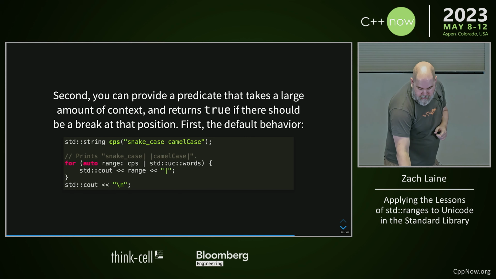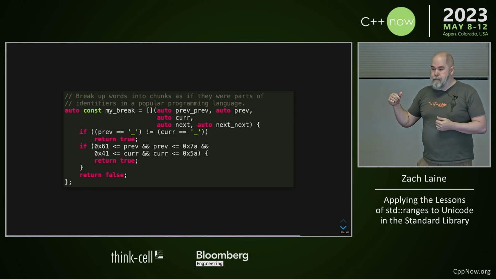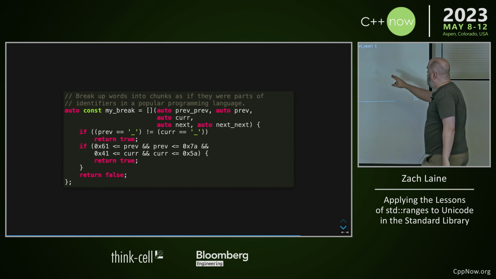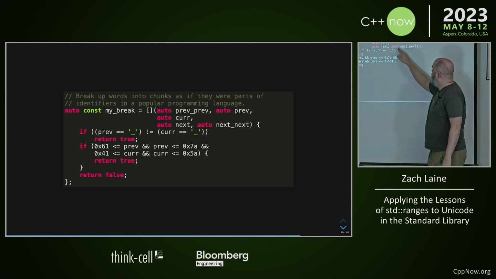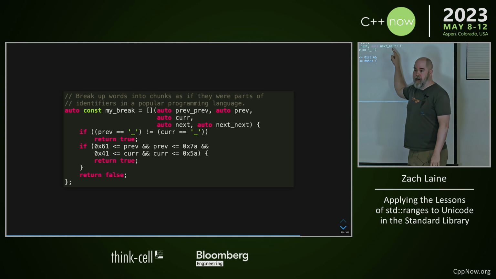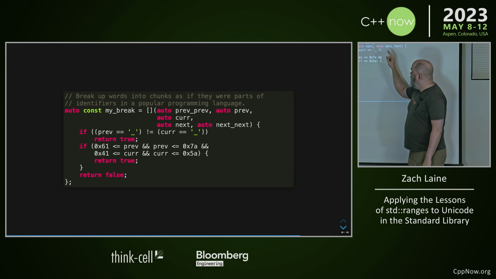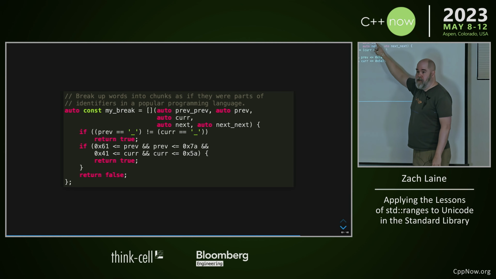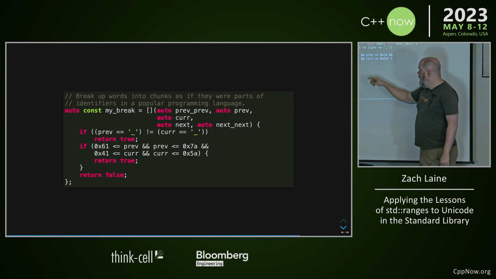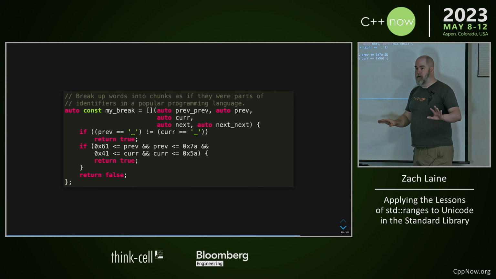But we can give it a function that takes context from before the current character and after the current character. These are the two code points before and after the current character. This is the code point at the current character. And if we return true here, that says force a break right before this character. And false means just do the default algorithm and don't mess with things.